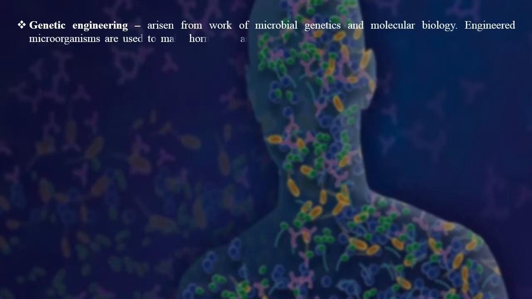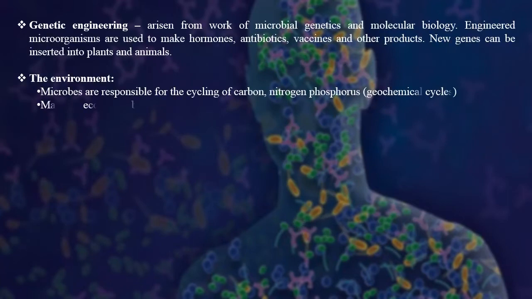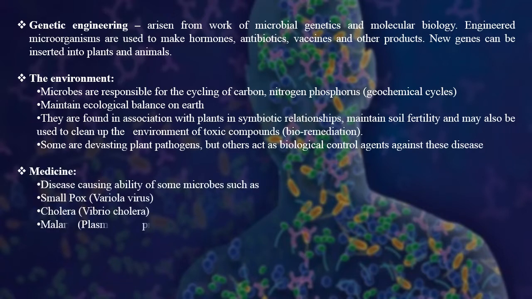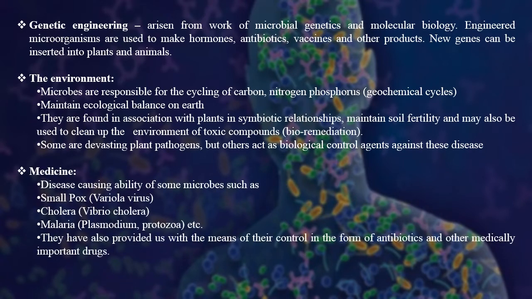Another field where microbiology is applied is genetic engineering, where we work with microbial genetics and molecular biology, and here engineered microorganisms are used to make hormones, antibiotics, vaccines and other useful products, and new genes can be inserted into plants and animals. In the environment, microbes are responsible for the cycling of carbon, nitrogen and phosphorus as biogeochemical cycles and maintain the ecological balance on Earth.